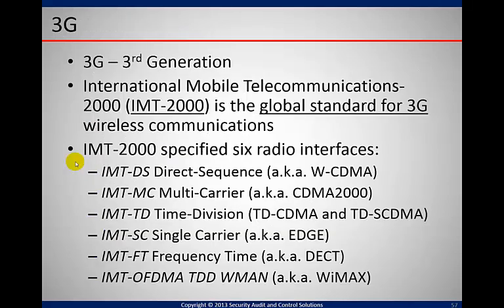3G is third generation communication for mobile telephones. So it's International Mobile Telecommunication 2000. IMT is the global standard for 3G wireless communication. IMT 2000 specified 6 radio interfaces, such as DS, direct sequence, also known as WCDMA, MC, which is multi-carrier, CDMA 2000, TD, time division, SC, single carrier, FD, frequency domain, and also OFDMA TDD, wireless MAN, that is also WiMAX.